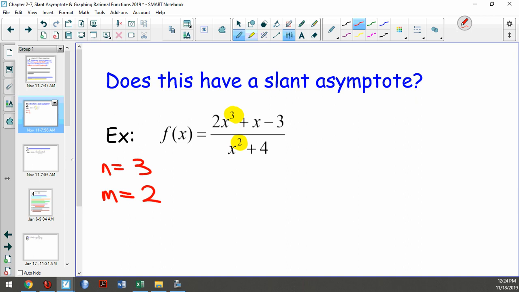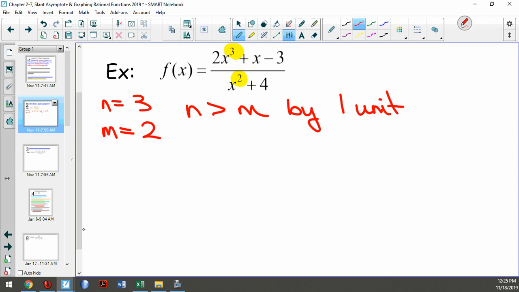And now you're going to tell me, what is the relationship between n and m? Is n less than, greater than, or equal to m? n is greater than m by exactly 1 unit. Since it is greater than m by exactly 1 unit, we have a slant asymptote. How do we find the slant asymptote? You're going to do long division.